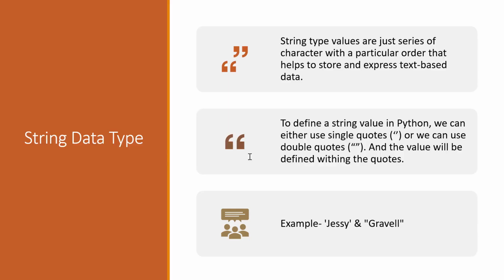So here you can see an example where Jesse is a string type value. For this I have used single quotes, and then there is Gravel, which is also a string type value, but for this one I have used double quotes. So both are correct ways to define a string in Python. Now let's understand this by executing it.